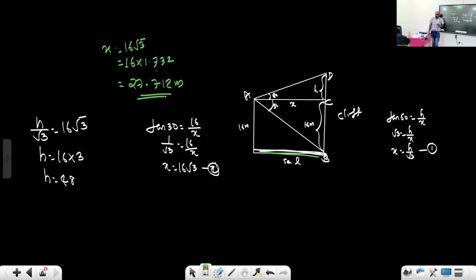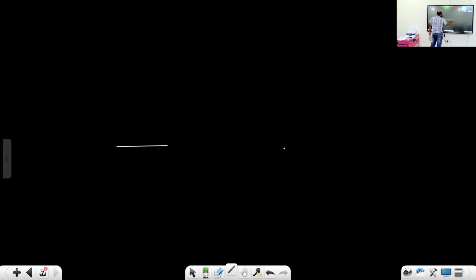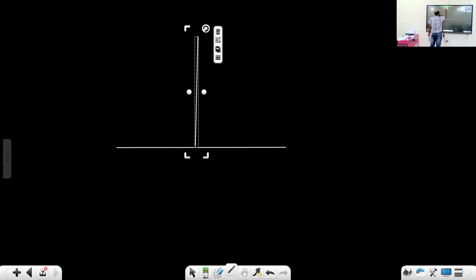Question number 10. Read it completely from the top; by seeing 100, don't write the answer. Speed is very important. From the top of a tower, 100 meters high, a man observed two cars on opposite sides of the tower. Opposite side means if the tower is here, one car is here and one car is there. So draw the ground first. This is the ground, and there is a tower in the middle.